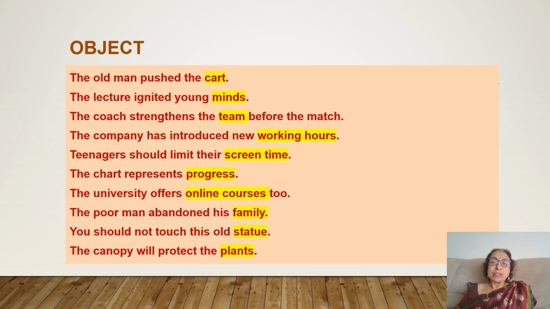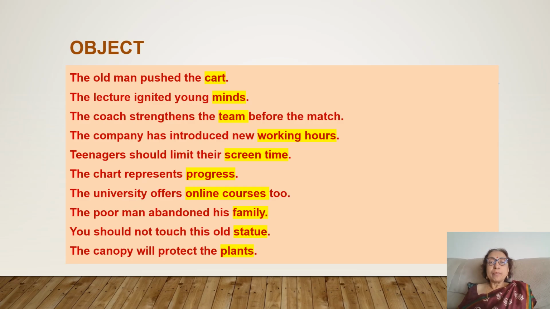The chart represents... again incomplete. What does it represent? Progress. So the word progress here is the noun. The university offers... incomplete. What does it offer? Online courses. You can say courses, because online is only describing. But usually these days, online courses is coming as a compound noun.